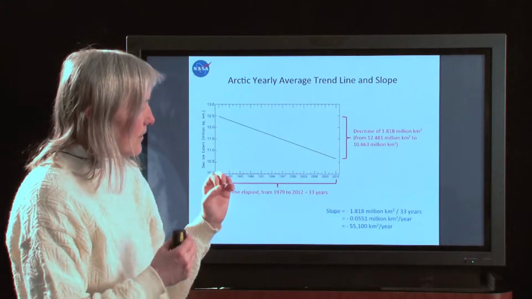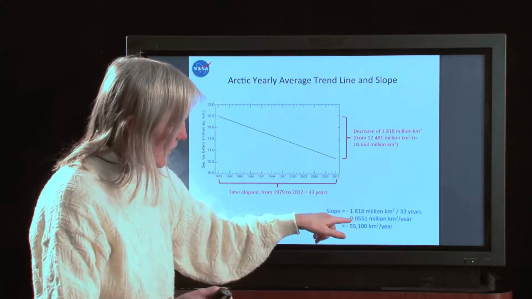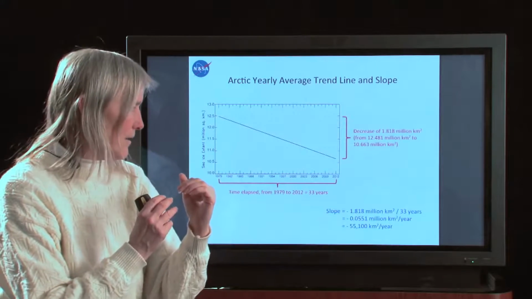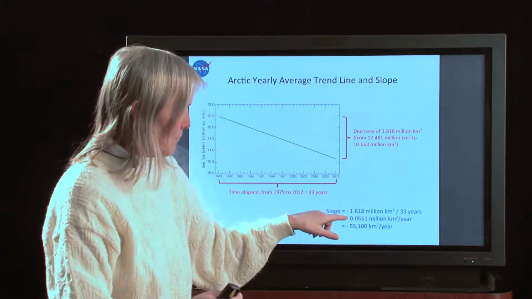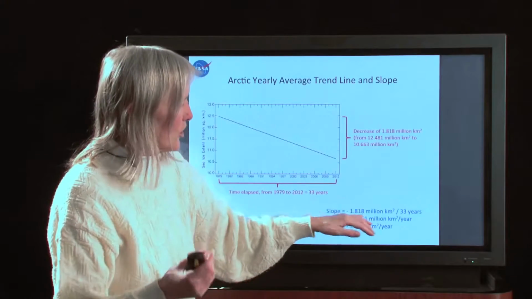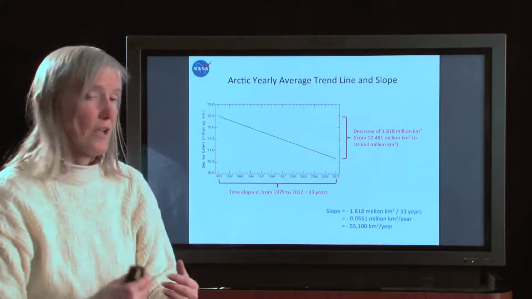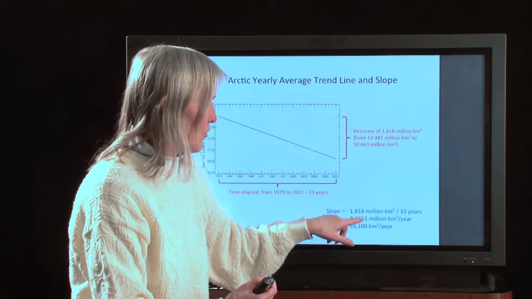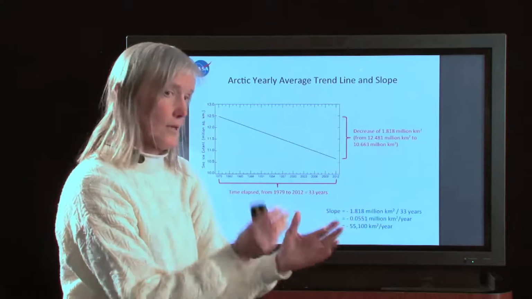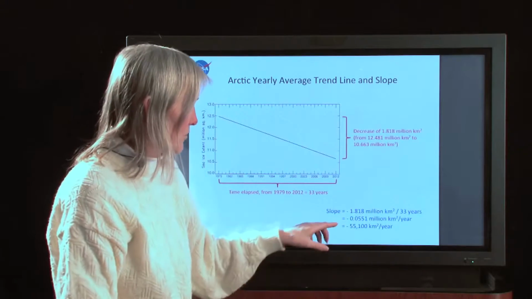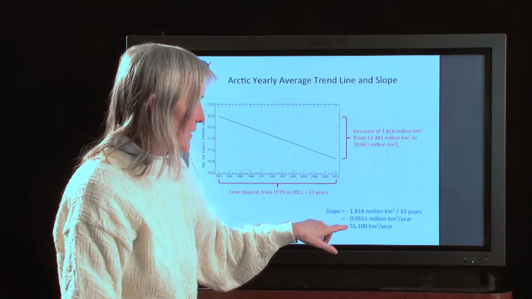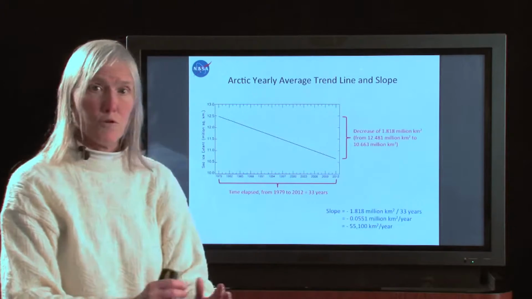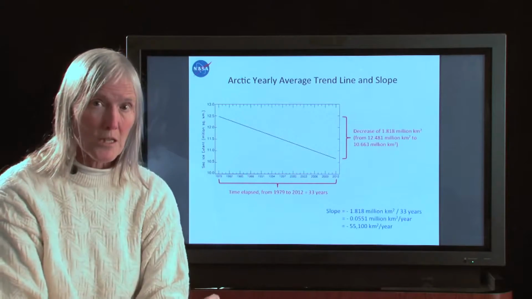And then, since this is millions, and it just doesn't look so nice when it's like 0.0, we changed from millions to just plain regular square kilometers, and so we moved the decimal point over 6 places because that's how you change from millions to regular. And so it comes out negative 55,100 square kilometers per year. So that's the slope of the line.